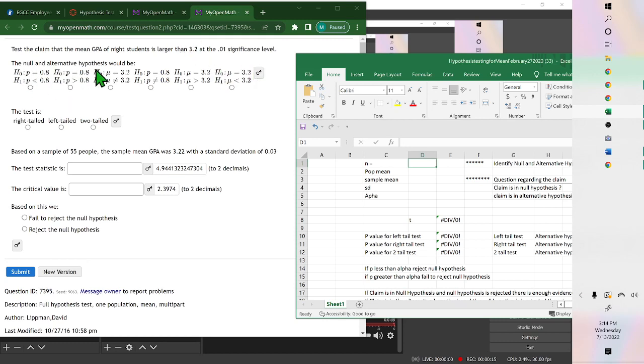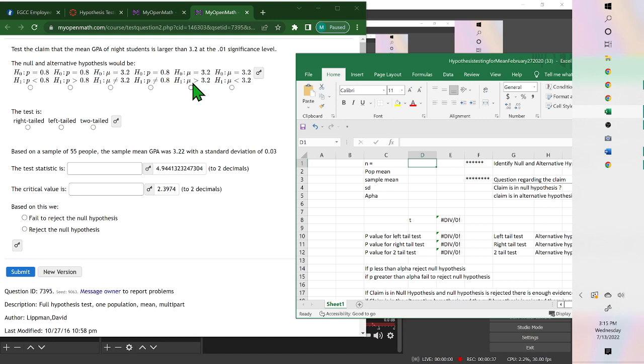The null and alternative hypothesis. We want to test that it's larger than 3.2. Now, the null is always equal to, and we know it's 3.2, so it's one of the 3.2 ones. We want to test larger, so the alternative should be larger than.